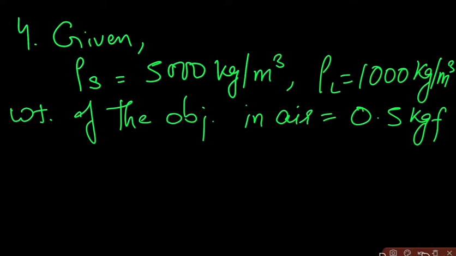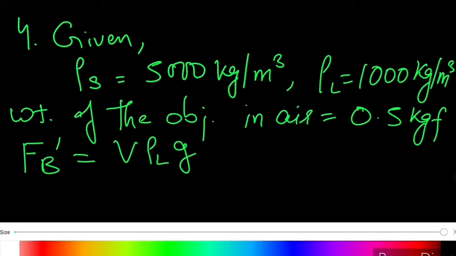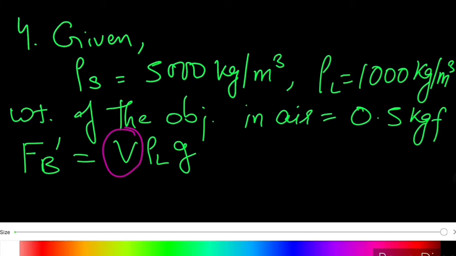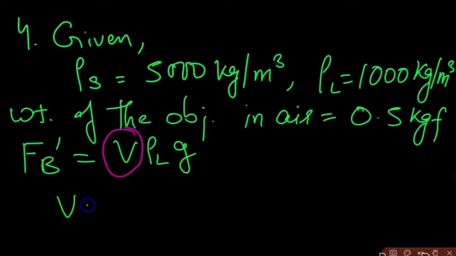Now to find the apparent weight we need the upthrust. So to calculate upthrust we can use the formula Fb dash equals V rho L g, that is the density of the liquid multiplied by acceleration due to gravity. Now the problem here is this particular V is missing, it is not given directly. Now to calculate V, we can use the formula V equals mass by density of the solid.